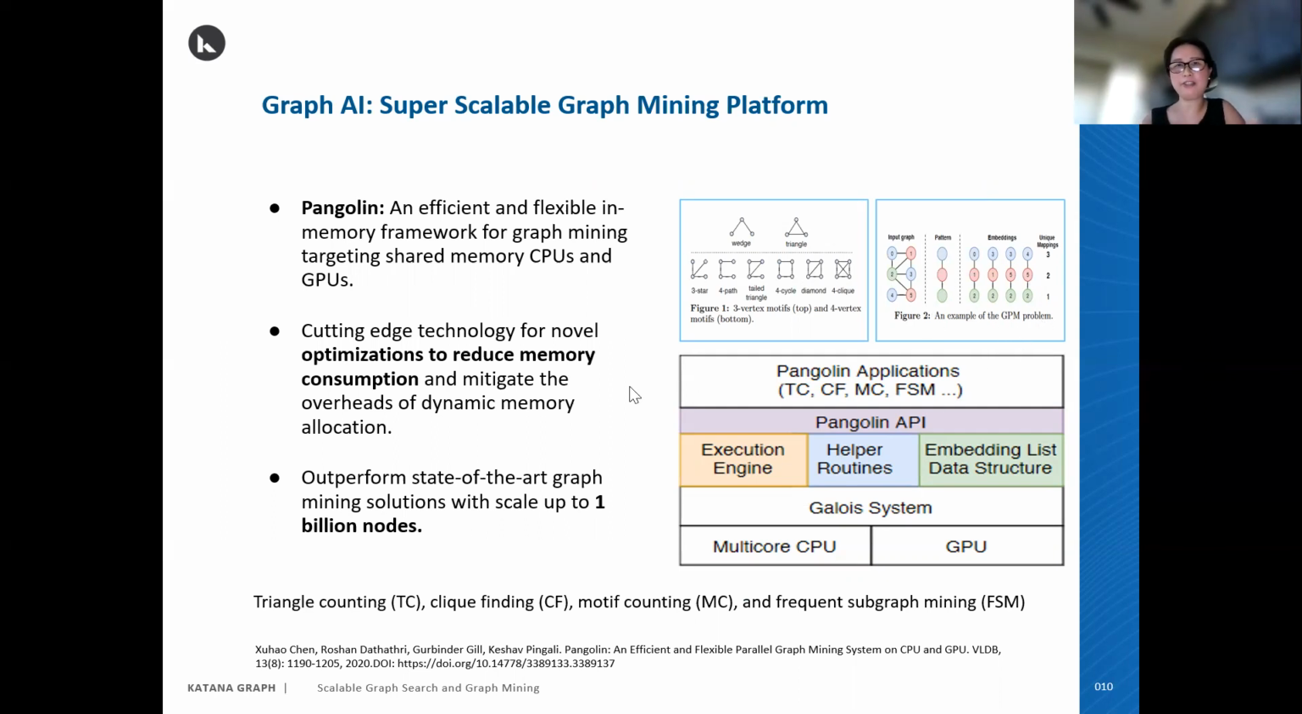Pangolin is an efficient and flexible in-memory framework for graph mining, targeting shared memory, CPUs, and GPUs. It is a cutting-edge technology with novel optimizations to reduce memory consumption and mitigate the overheads of dynamic memory allocation. It outperforms state-of-the-art graph mining solutions with a scale up to 1 billion nodes. And this is the paper we published from Katana Graph at the 2020 VLDB conference.